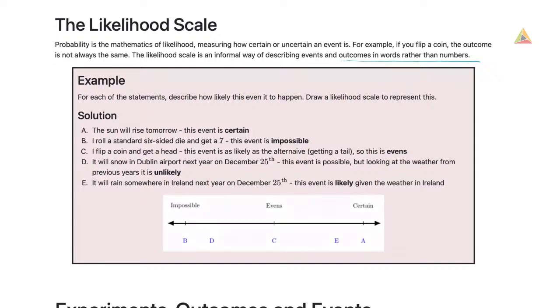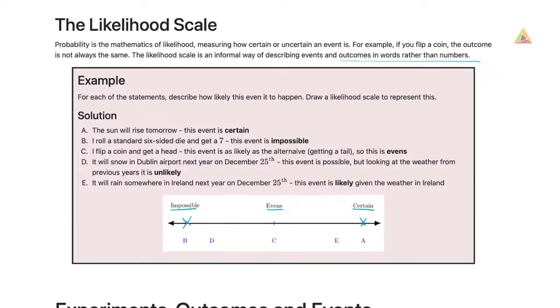On the likelihood scale, we have impossible at one end, certain at the other end, and even chance in the middle. So the first one, the sun will rise tomorrow. Now that is a given, that is definitely going to happen. Because of that, we put event A underneath certain on the likelihood scale. For B, I roll a standard 6-sided die and get a 7. Well, this is impossible because you can't roll a 7. So we will put event B beside impossible. That's never going to happen.